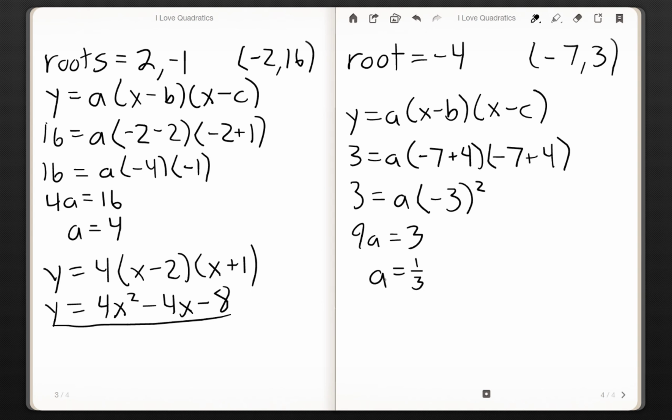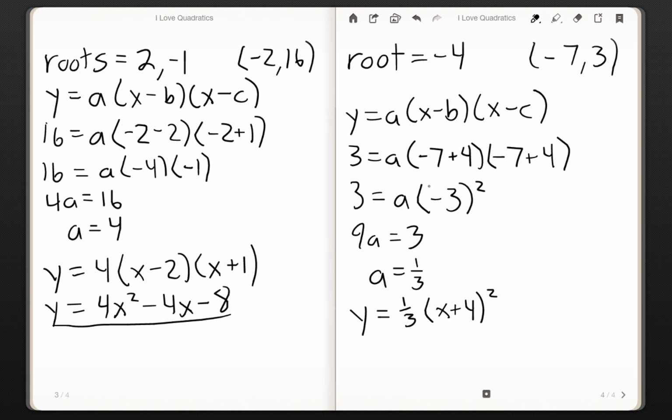So we will get a equal to 1/3. So y equals a of 1/3 times x minus negative 4, x plus 4, times x plus 4. So since it's x plus 4 times x plus 4, it's x plus 4 squared. So this is, once again, the root form and the vertex form.